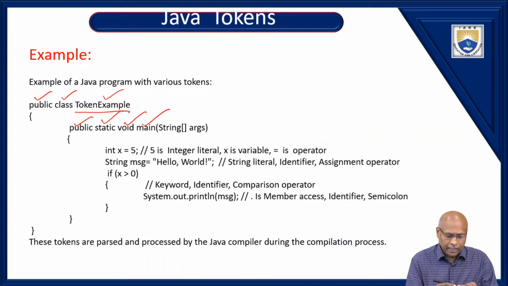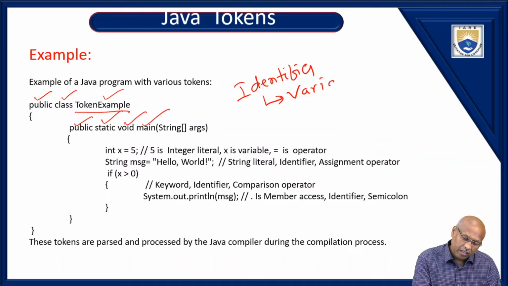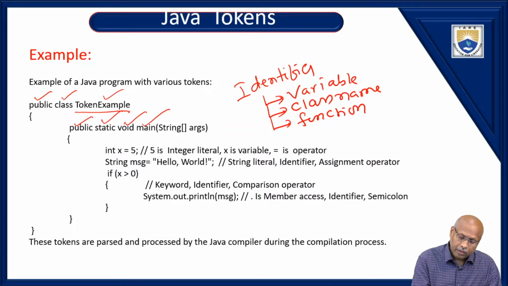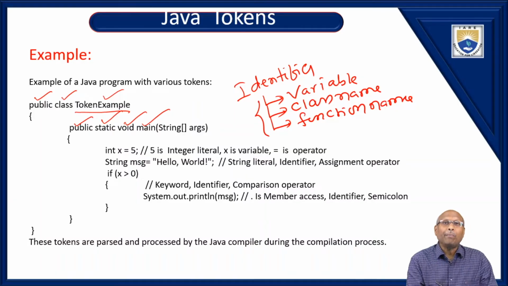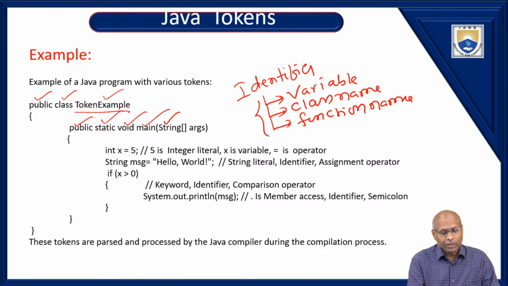So remember, when I say identifier, it may be a variable, maybe a class name, maybe a function name. These are all one type of identifiers. So your program may use multiple tokens of different types. Similarly, String is a class name. So this is also one token.